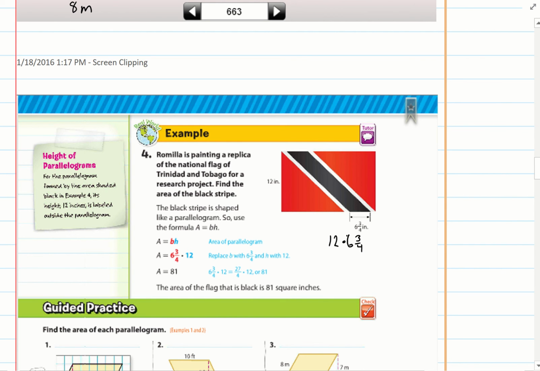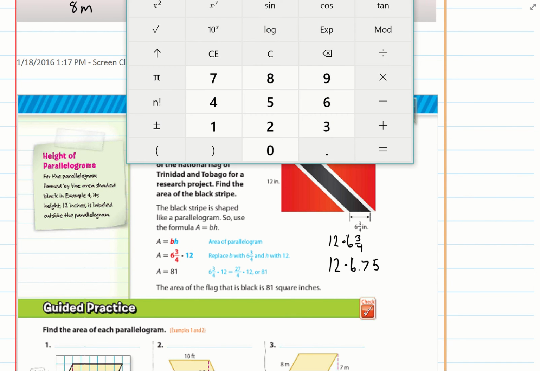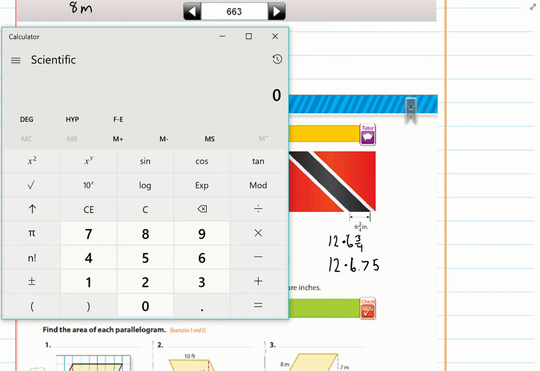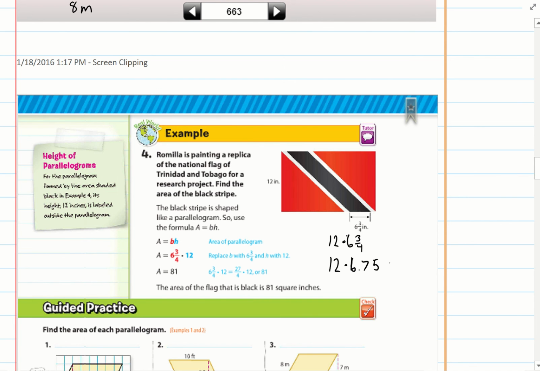Doesn't really matter which method you use. I'm going to say 12 times 6 and 75 hundredths. I'm just going to plug it in the calculator. So 12 times 6 and 75/100ths, and I'm going to get 81. And my unit is going to be inches, so 81 inches squared.